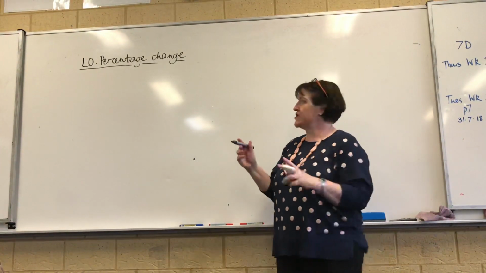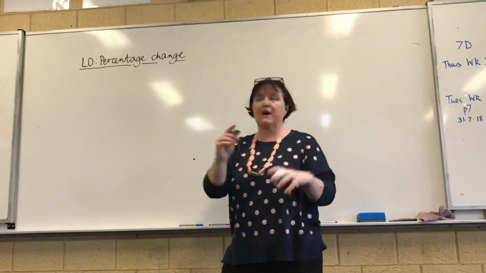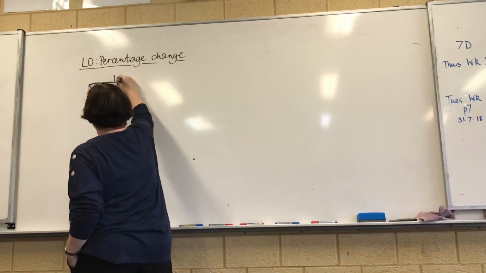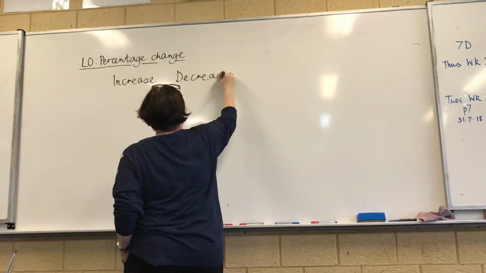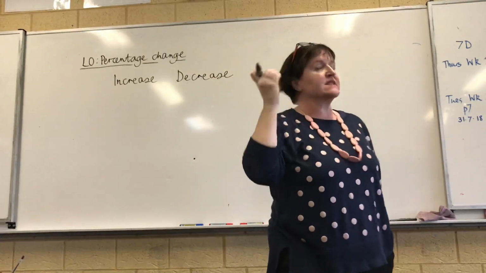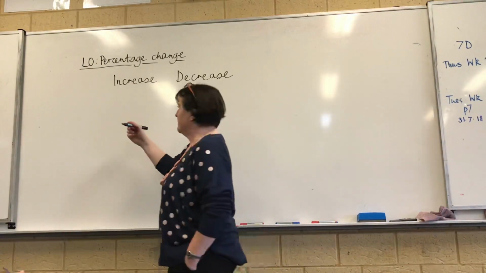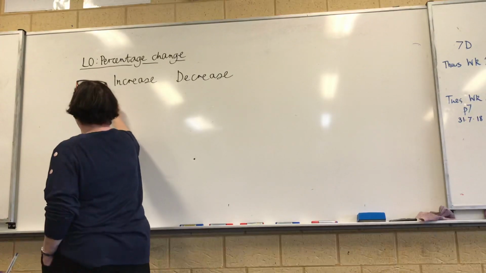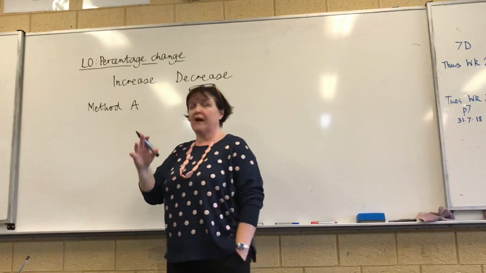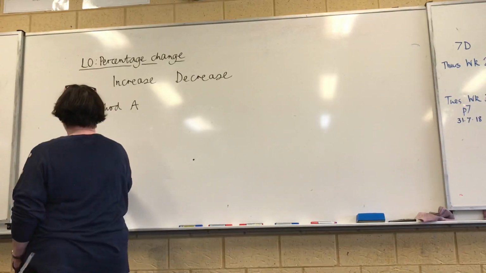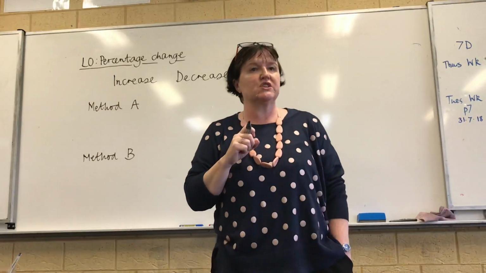So percentage change is when an amount is increased or decreased by a certain percentage. So we can increase an amount or decrease an amount. Now, for both ways, there are two methods. We've got a method A and method B. Method A is a little bit more laborious, takes a little bit longer, one more calculation. Method B is simpler, but you have to understand what's happening with the percentages to do that one.